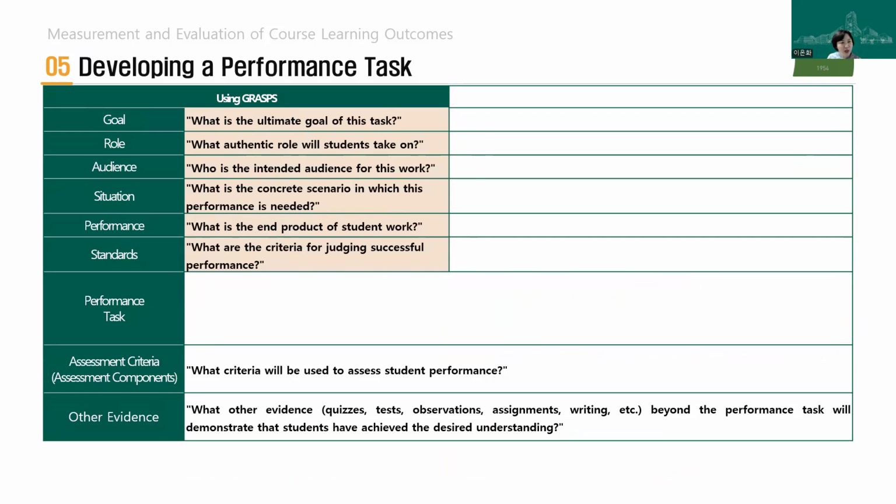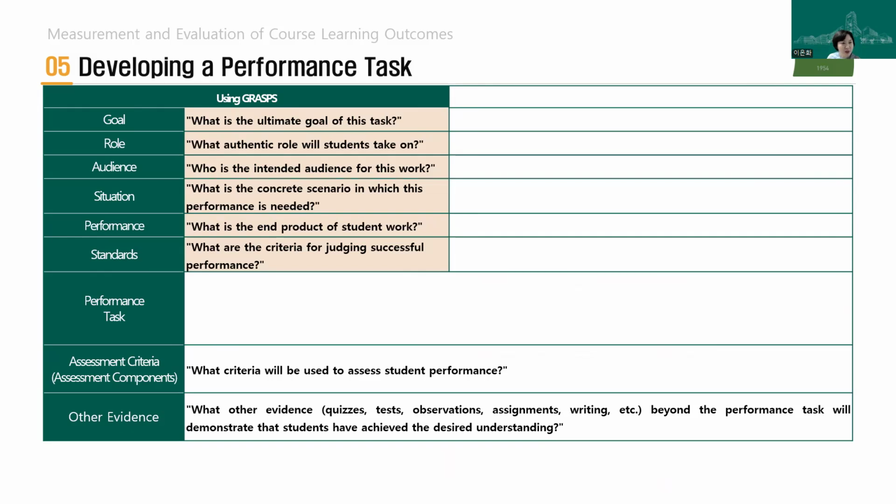The GRASPS framework helps design authentic, well-structured performance tasks. G is goal. What is the ultimate goal of this task? What should a student accomplish by completing this work? The goal should be meaningful and clear. And R is role. What authentic role do students take on? What professional or civic identity do they assume?